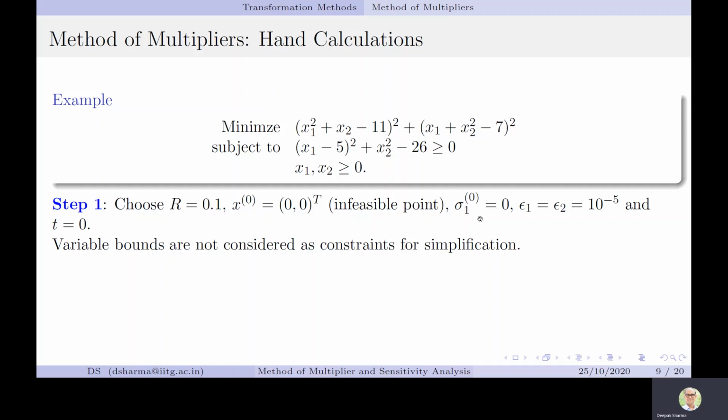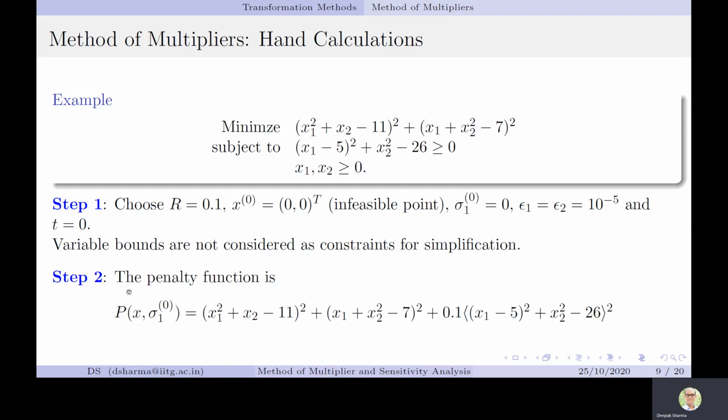We are setting sigma 1, 0 as 0 because we have just one constraint. Epsilon is 10 to the power minus 5 and t equals to 0. Here it is important to note that generally the variable bounds are also considered as a constraint, but for simplification, we are not considering them here. The penalty function method we can write. Since sigma 1, 0 is 0, we are writing this penalty function, which is very similar to the bracket operator which we have understood earlier.